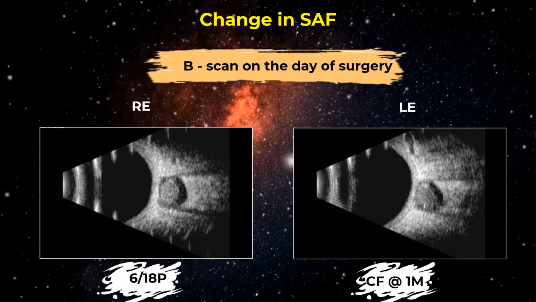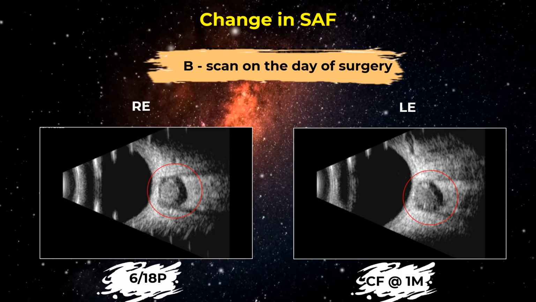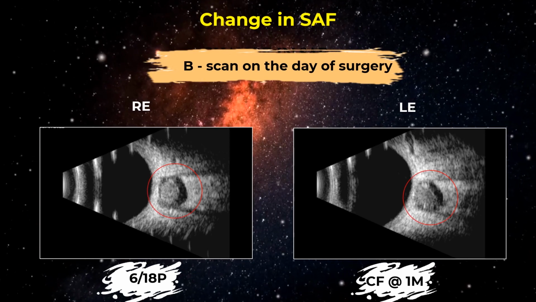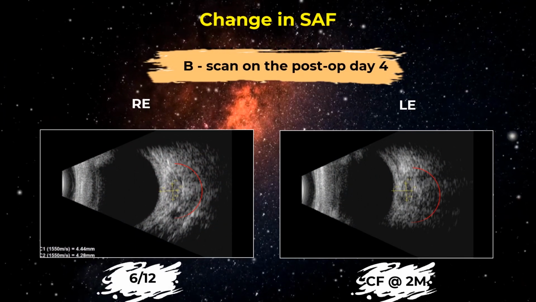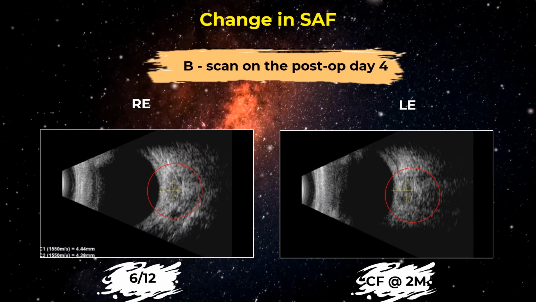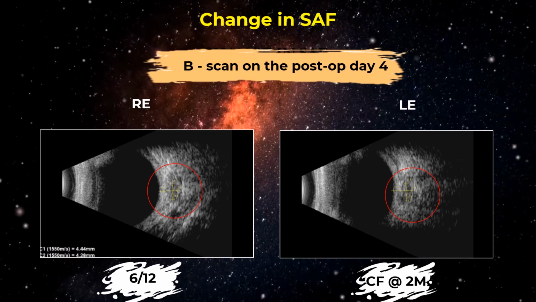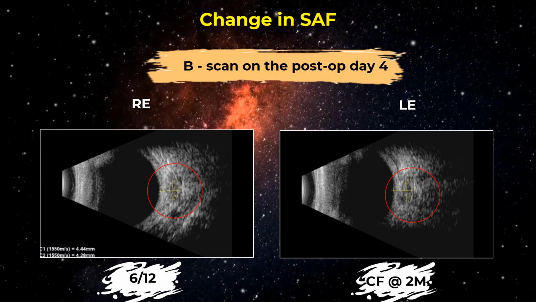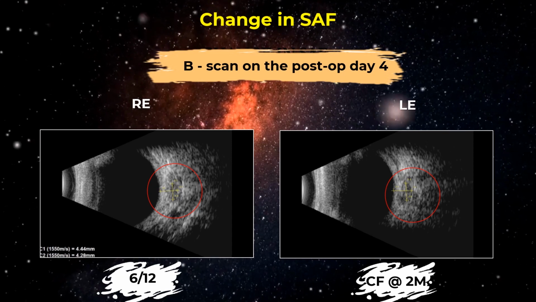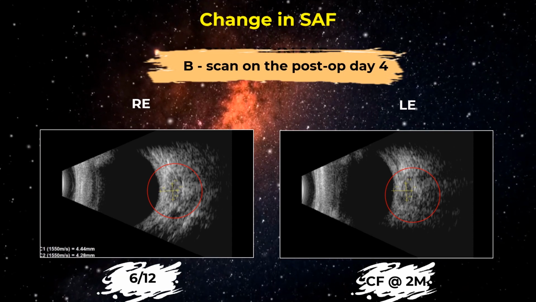Now, if you compare the change in the SAF from the day of surgery to 4 days, you will notice that the SAF is completely removed, which means that subsequently the optic nerve head will also resolve, because this is the first sign to go. And due to the axoplasmic stasis, it takes some time for the other part of the optic nerve to flatten, which can be anywhere from 4 to 6 weeks. This gentleman has now had stable vision for the last 6 months.